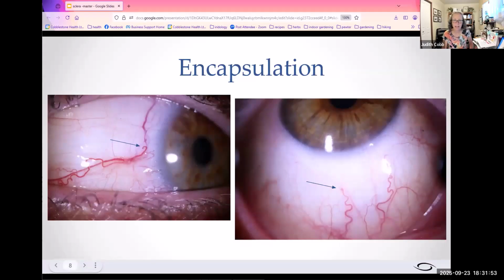Encapsulation. This is an important one. This is where a blood vessel loops around its end, only at the end, where the end loops around and either closes off completely like we have here, or it just loops around like a fish hook. This would be a partial, this would be a complete.